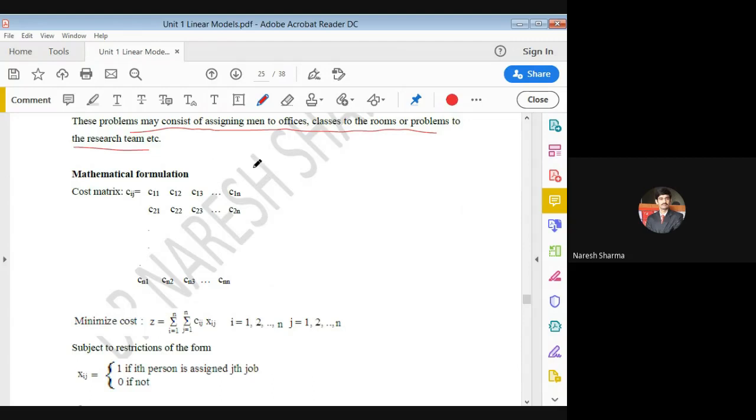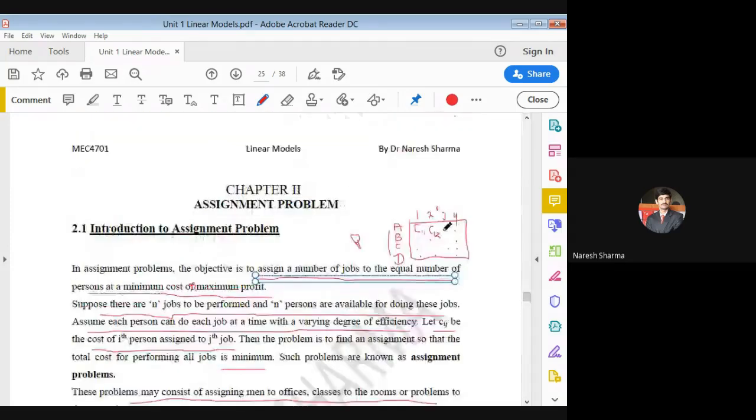So what is the mathematical formulation of this? As I already discussed, we have a cost matrix, right? The costs are given to us, so we assign the first job to maybe person A, maybe B, maybe C, maybe D, but only one of them. So we may allocate Xij to one of these, not all, only one.